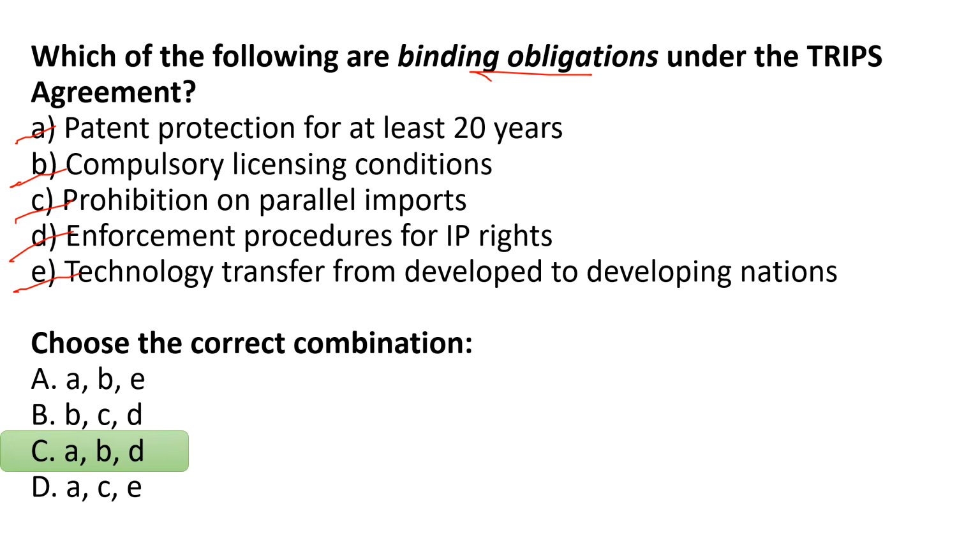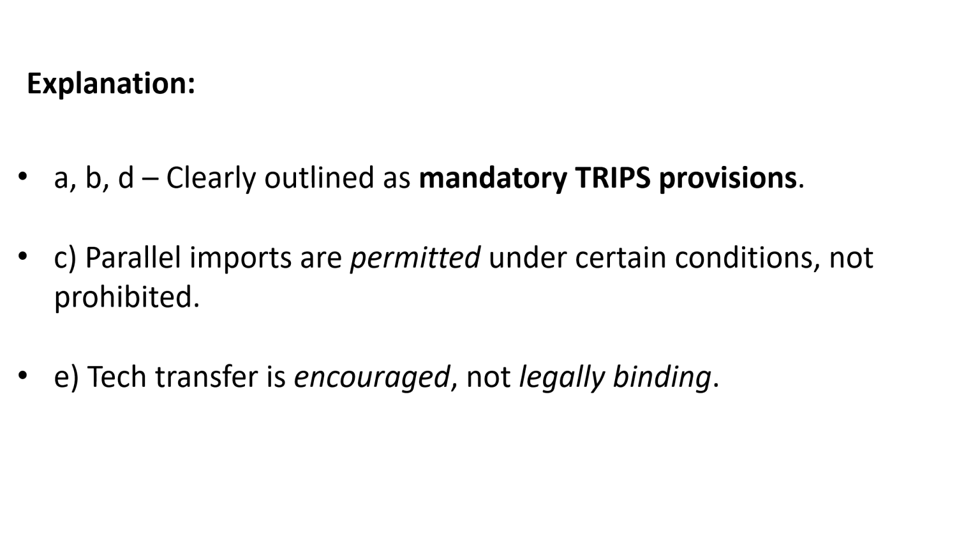All right, so the right answer is option C. That means A, B, and D only. So A, B, and D clearly outline the mandatory TRIPS provisions. The C option, which talks about prohibition of parallel imports, is actually permitted. It is actually promoted. It is not prohibited. The question is asking about the prohibition, but that is not correct. It is permitted, not prohibited.